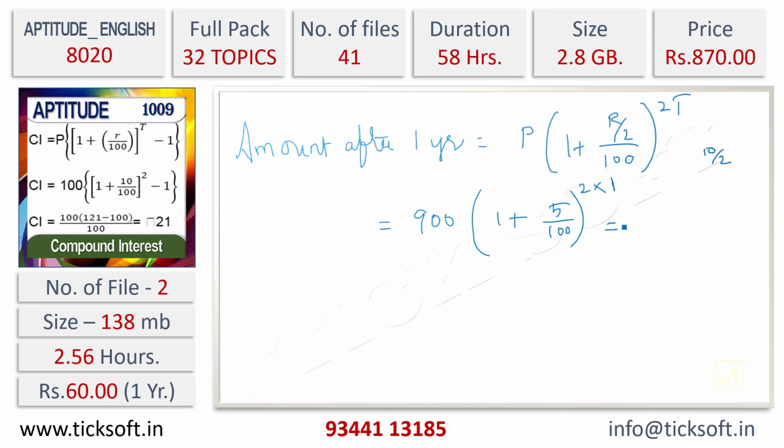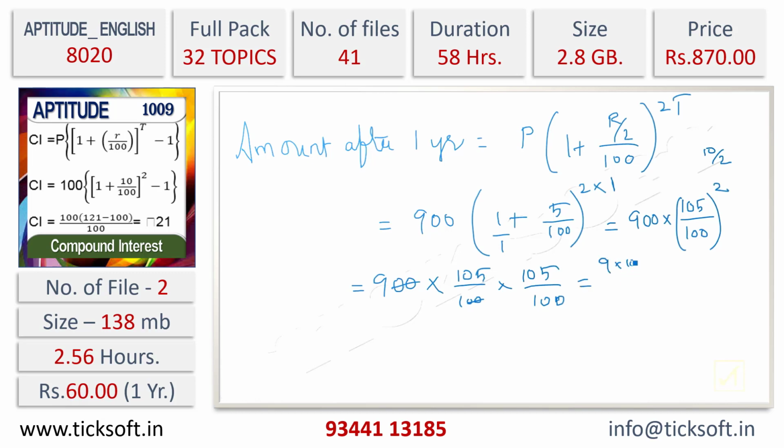So now this is equal to this 900 into, here if we take the LCM of 1 and 100, we get 100. So 1 into 100, 100, 100 plus 5 is 105. So 105 divided by 100 whole power 2 into 1 is 2. So now this means what? This means 900 into this 105 by 100 into 105 by 100 will be the required amount. Now if we cancel these two values, we get 9. So now we get 9 into this 105 into this 105 divided by 100. If we multiply these three values and if we divide it by 100, then we get the required amount as rupees 992.25. So this is the amount, but we need the compound interest.